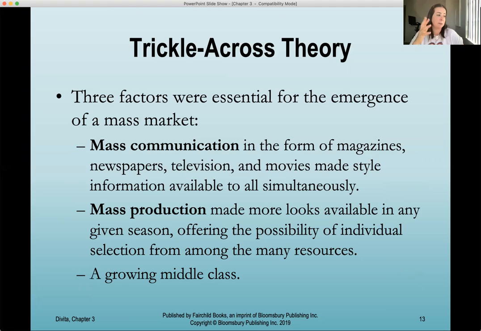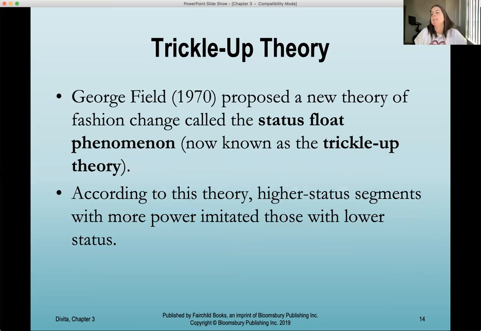So each class system is going to have different price points that they need to have in order to access the trend. And then the biggest adopters of this trickle across theory is the growing middle class. Last is the trickle up theory. This was proposed by George Field in 1970, and it's called the status float phenomenon or the trickle up theory.